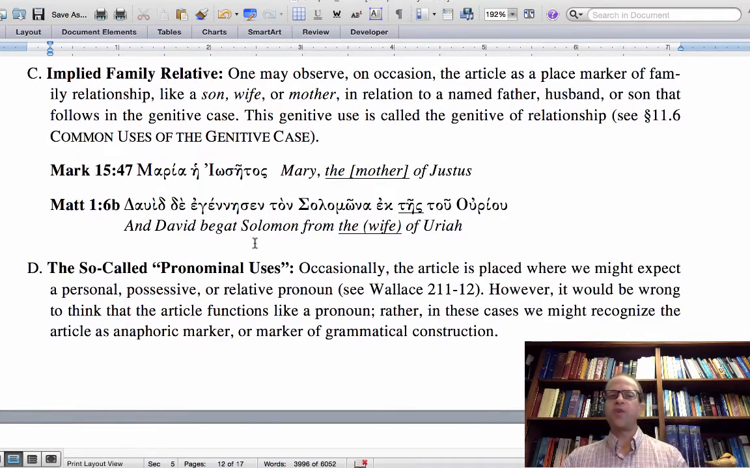Sometimes the article will function to indicate an implied family relative, and it's simply a matter of knowing the person and their family to identify exactly the referent. Are we talking about a mother or wife or son? And that can be a little bit confusing, but literally those who know that person would know what the article stands for. So Maria he Iosetos is Mary, the mother of Joses. You'd have to know these people to know that this is the mother as opposed to the wife.